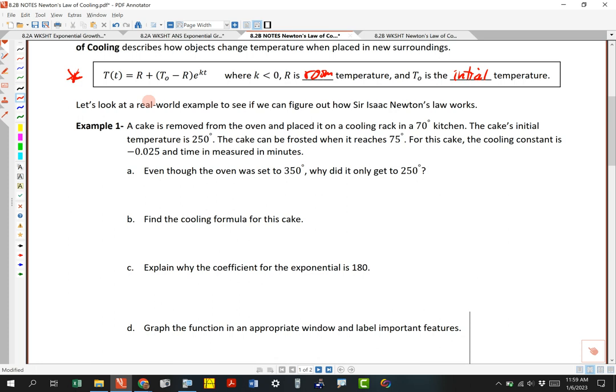So it says, even though the oven was set to 350 degrees, why did it only get to 250? Why would we take it out at 250? This is not a math question. This is like a science baking question. Because that's when it was done. D, thanks for raising your hand.